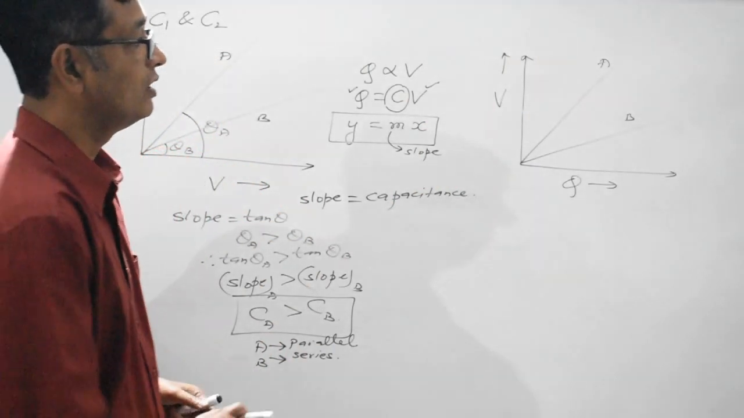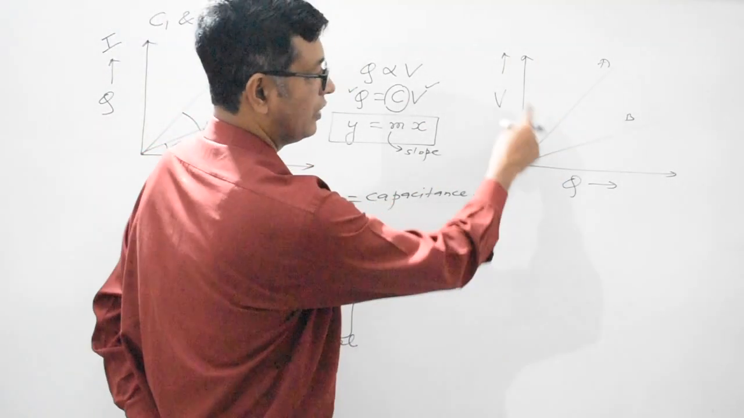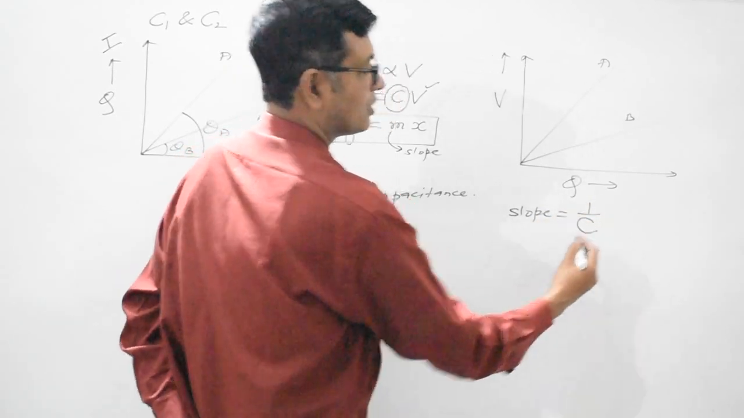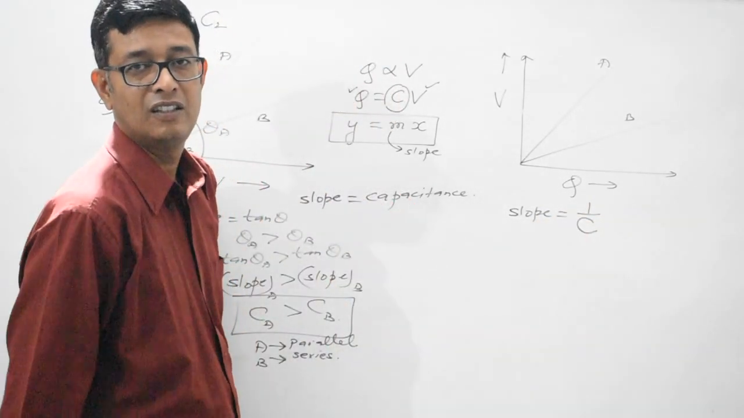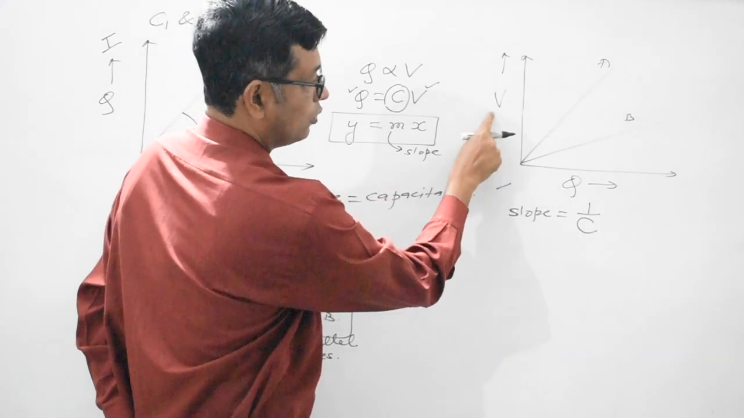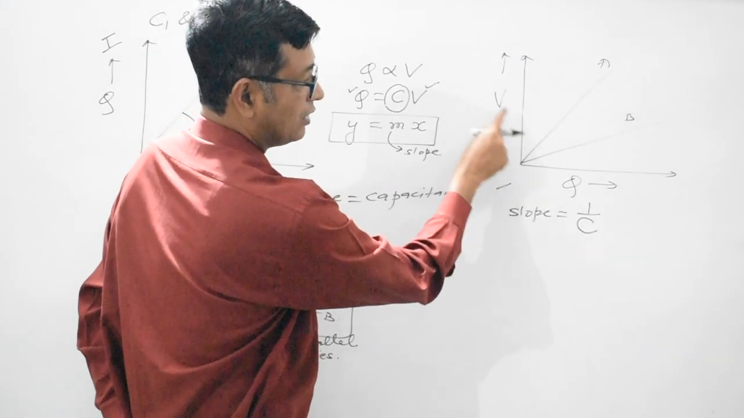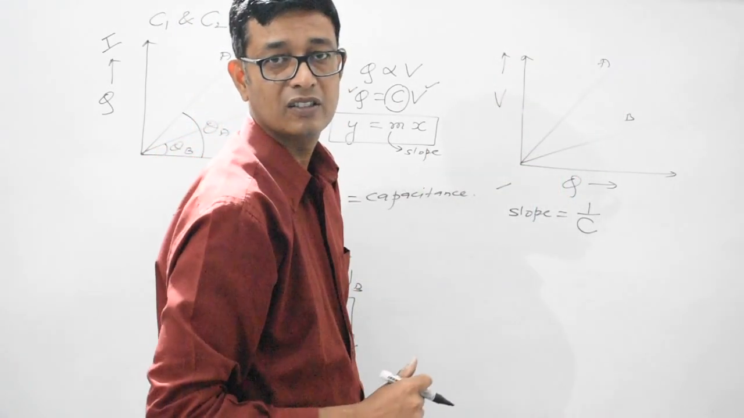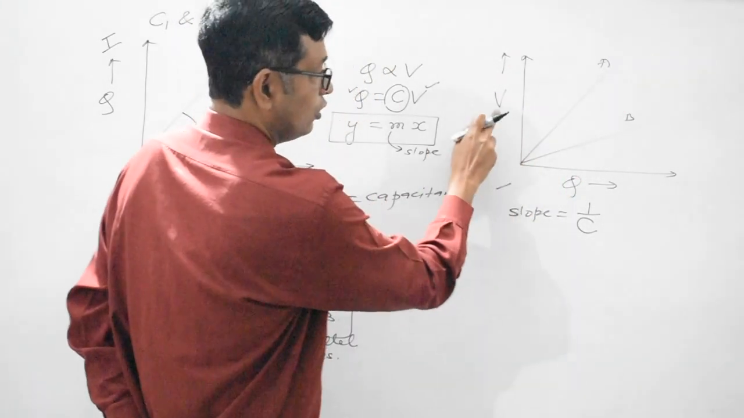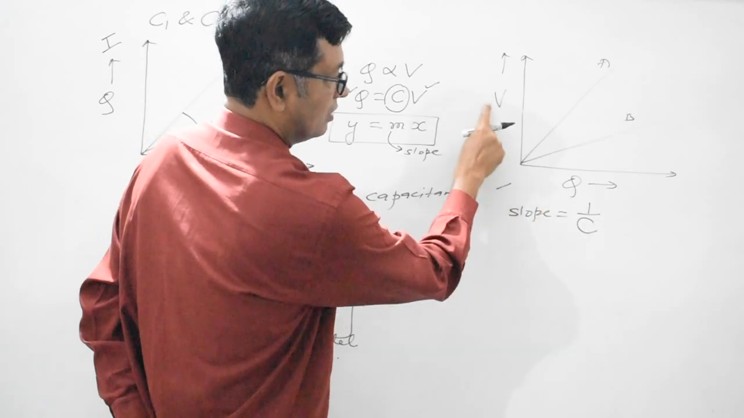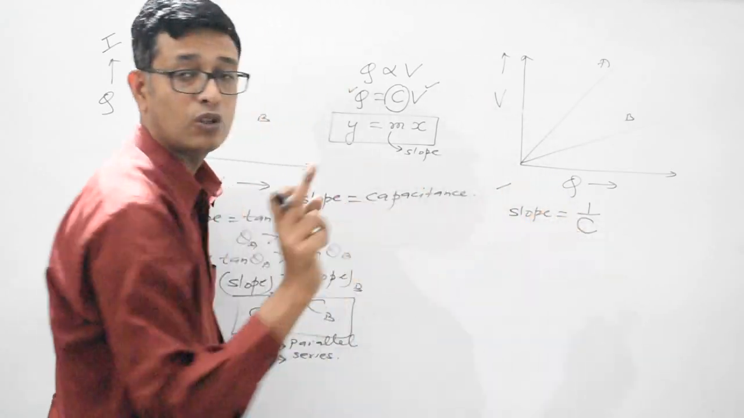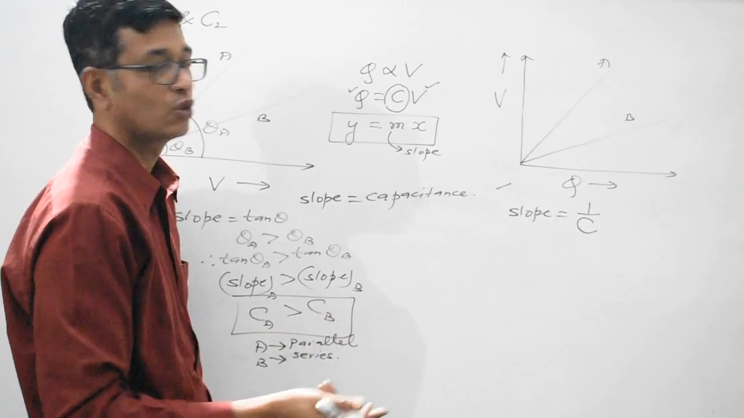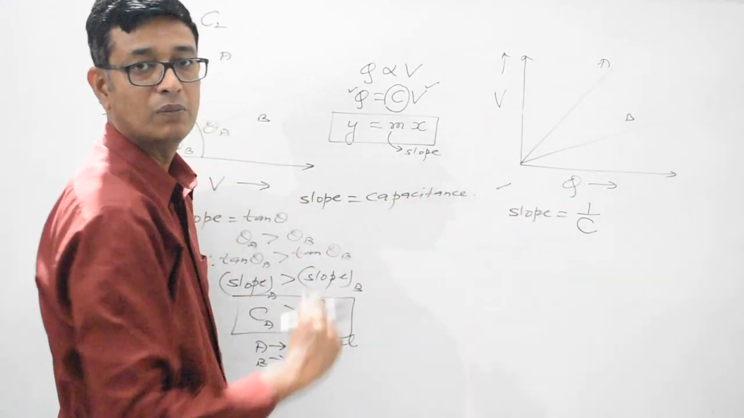So in this case, slope will give us V by Q. In this case, slope will give us reciprocal of capacitance. Remember that. So you need to identify the coordinates and the physical quantity which is represented by those coordinates. So in this case, the slope of the graph will give us reciprocal of the capacitance. Slope is y2 minus y1 divided by x2 minus x1. So over here V by Q, that is 1 by C.